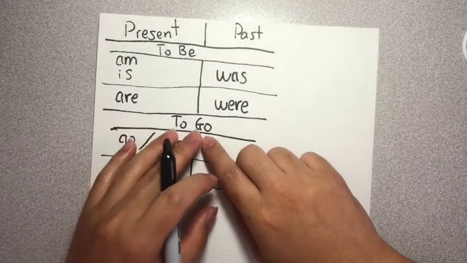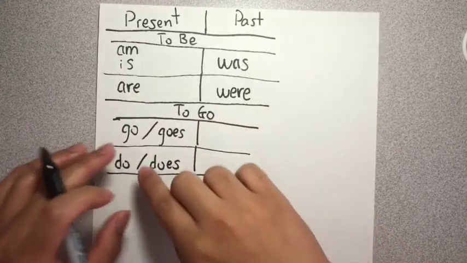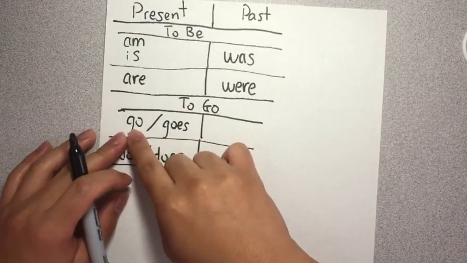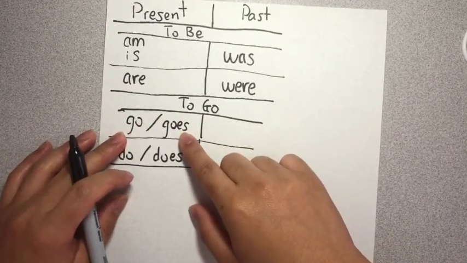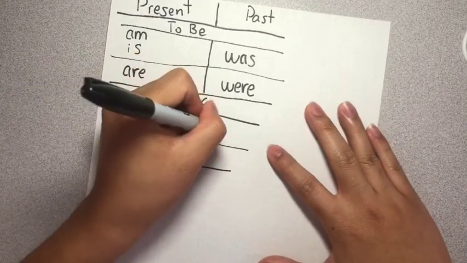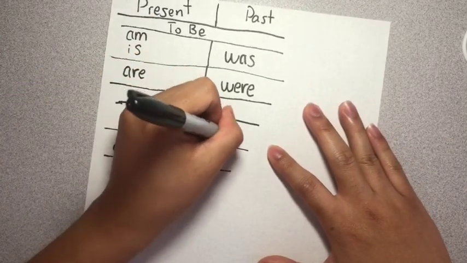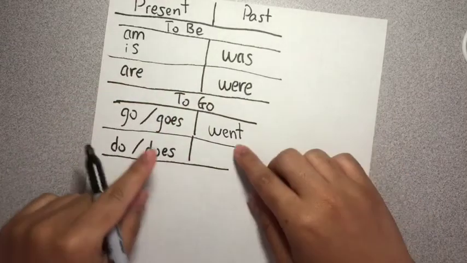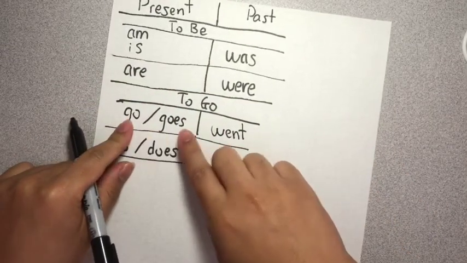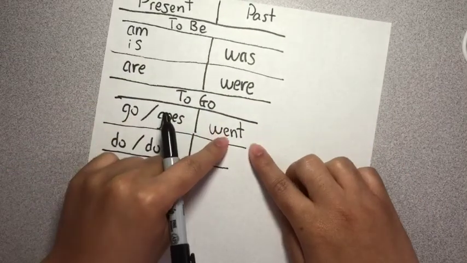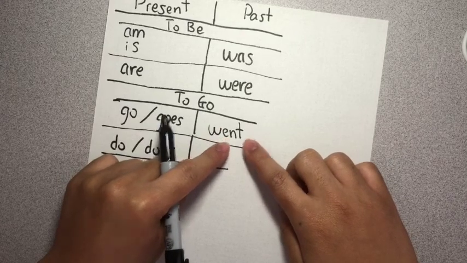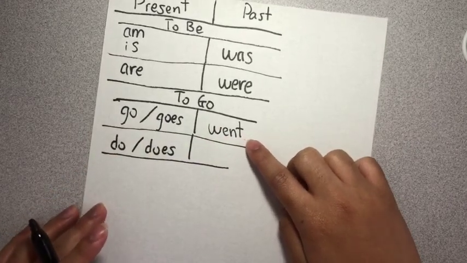Up next, we have the verb to go. Well, to go has two words. It has go and goes in the present. In the past, there's only one. It's went. So in the present, we say I go and we say she goes. In the past, we say I went, she went. It's the same word for the past.